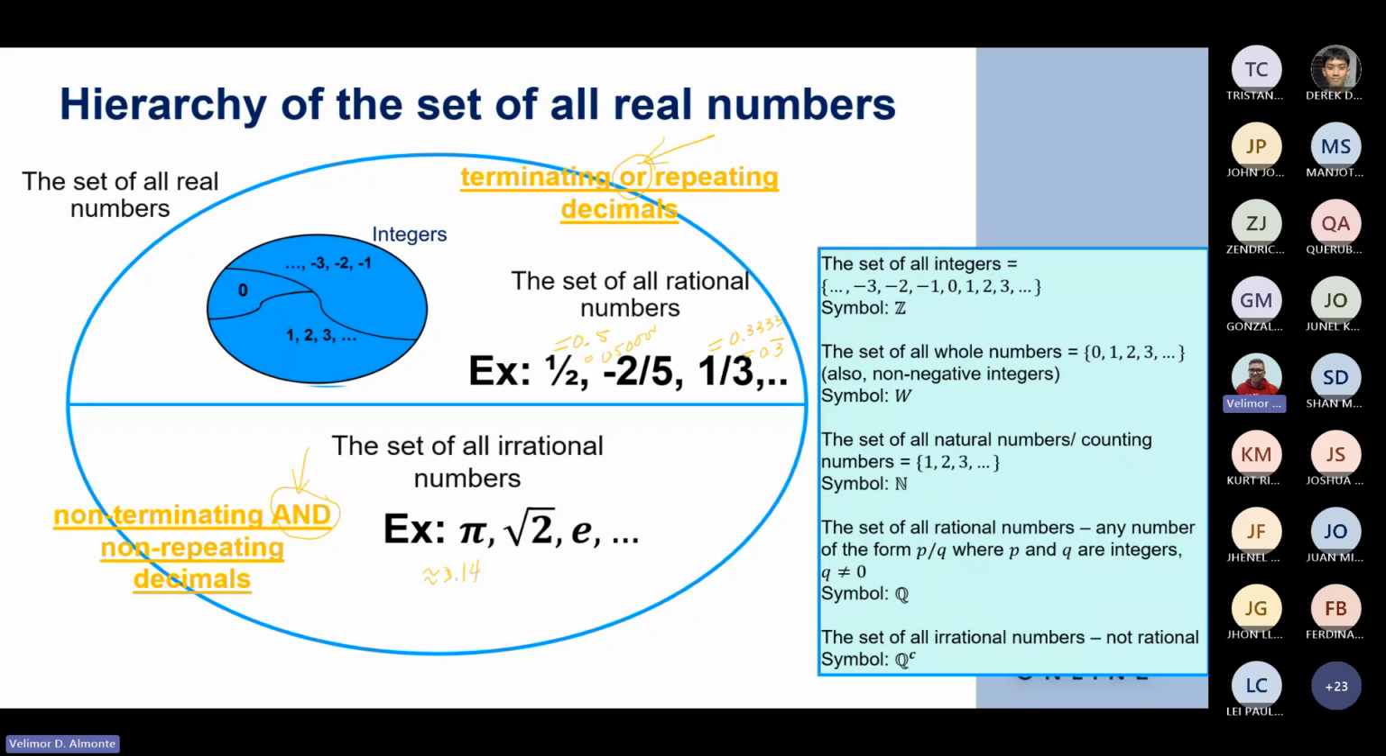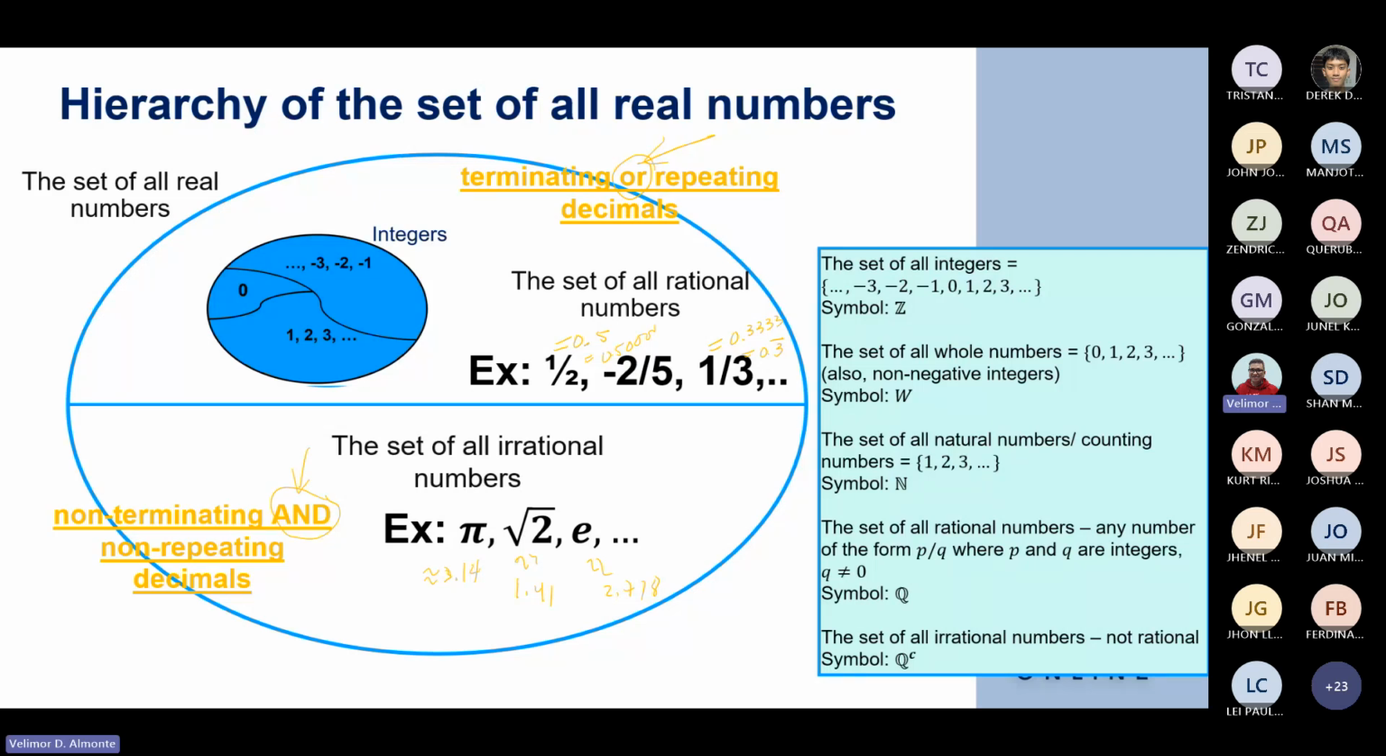Square root of 2, approximately 1.41, same property. Natural number e, approximately 2.718, used in the sciences for growth and decay, right? That is the natural number. A lot more numbers are found also in the set of irrational numbers.